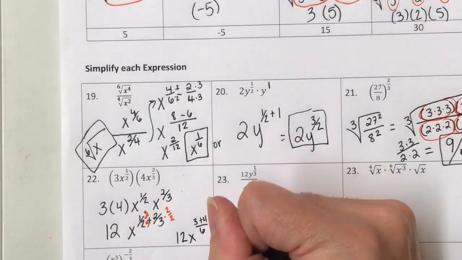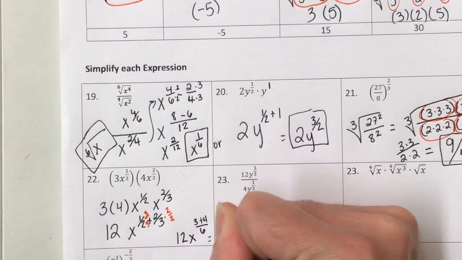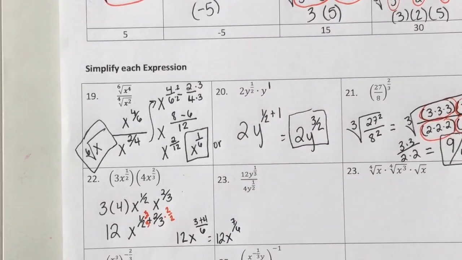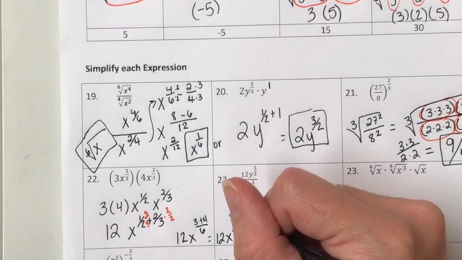So 3 plus 4 is 7. So 12x to the 7 over 6. And that is my final answer.